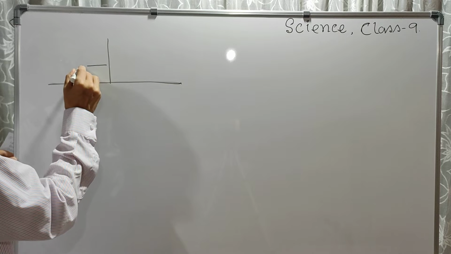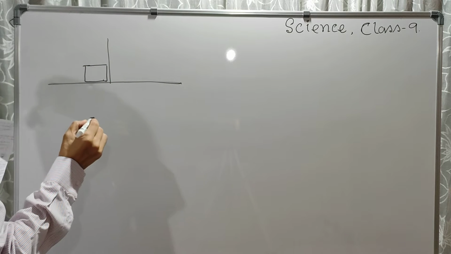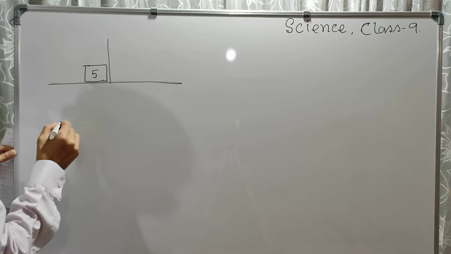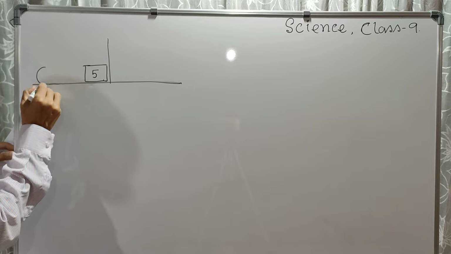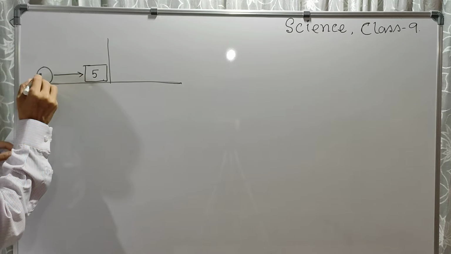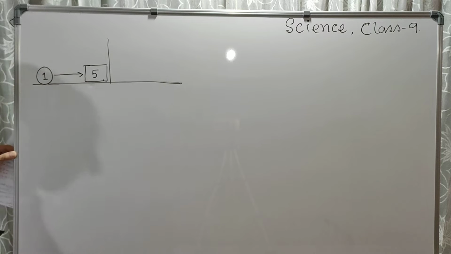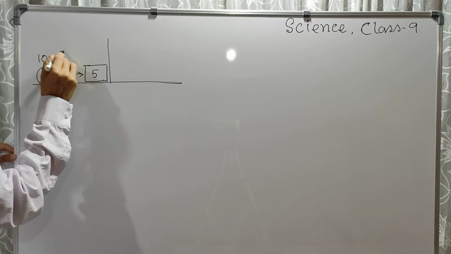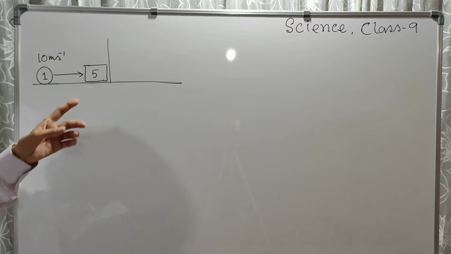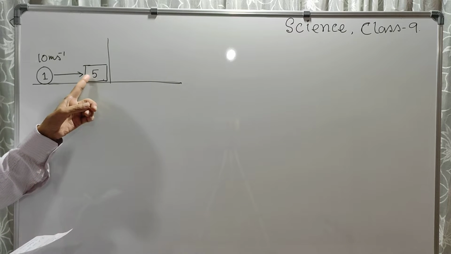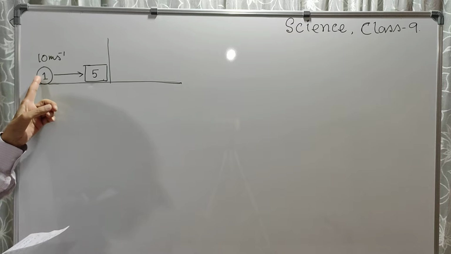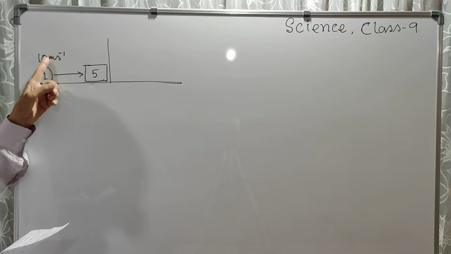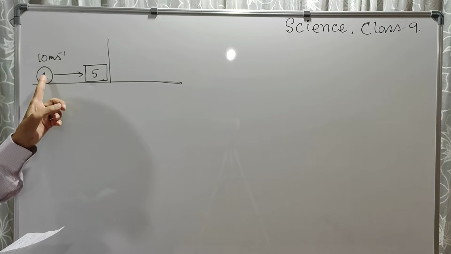Now consider this wooden block. This is the wooden block of mass 5 kg. All right. Now this body is moving towards it. This body is of mass 1 kg. Now it is moving with a velocity of 10 meter per second. So there is a stationary wooden block of 5 kg mass, and this is a body of 1 kg mass, and this body is moving with this speed, 10 meter per second. This is stationary, but it is moving.